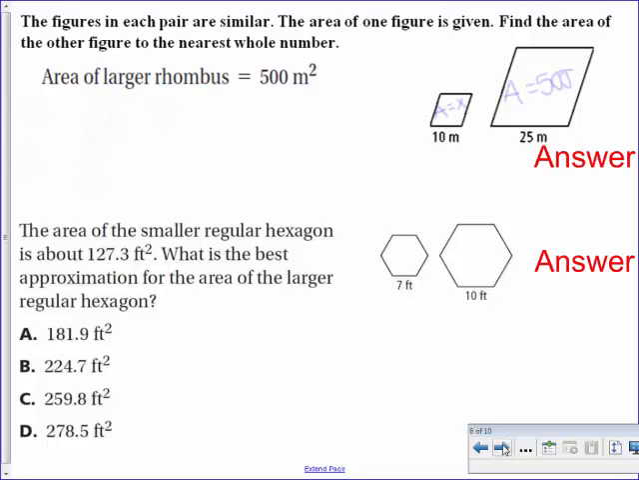So I just always label inside. I know the area of the smaller one's x, because that's what we want to find, and the area of the larger one's 500. They also give us our side lengths, so when they give you the side lengths, they're giving you that scale factor to start with.